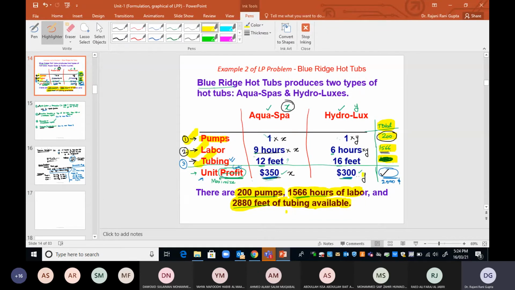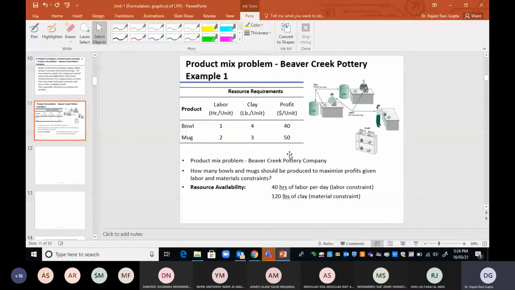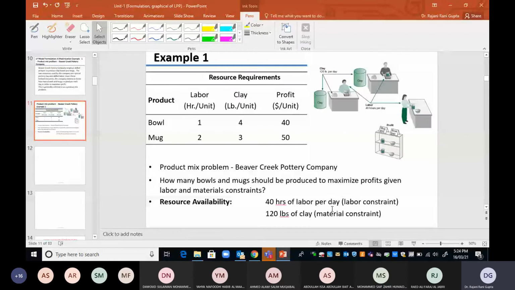Similarly, if I take this example, if you see this one, bowl, mug, labor hours, clay and profit are given. What resources are given? 40 hours of labor, 120 lbs of clay. So labor total is 40. For clay it is 120. You don't have anything on profit. So you have restrictions only for 2. So you should have only 2 constraints.